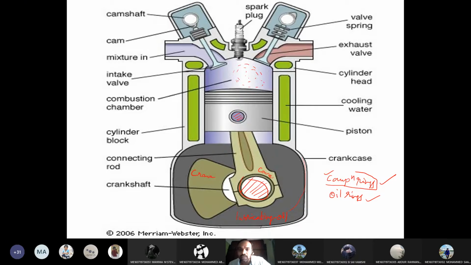If oil enters the combustion chamber and burns, what do you get? Smoke as the exhaust. In a 4-stroke petrol engine, we should not get any smoke. If you are getting smoke, it means the piston rings are worn out. If you rectify it immediately, it costs less money, and it will be solved.